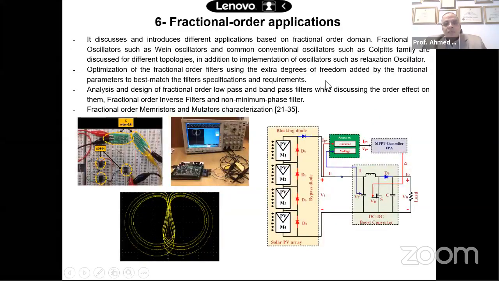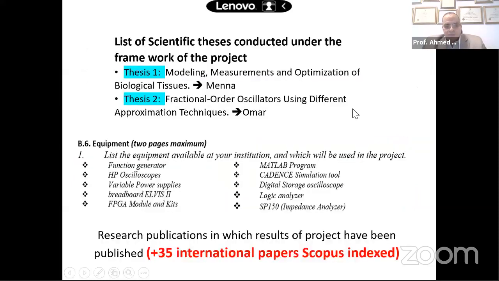We discussed as well several fractional order applications, like power electronics applications, emulators, and lots of related applications: oscillators, filters, inverse filters, and implementation of all of these in different domains.